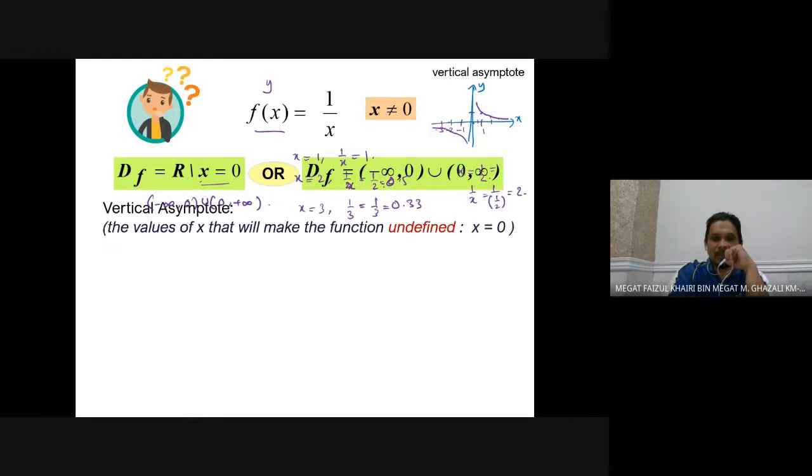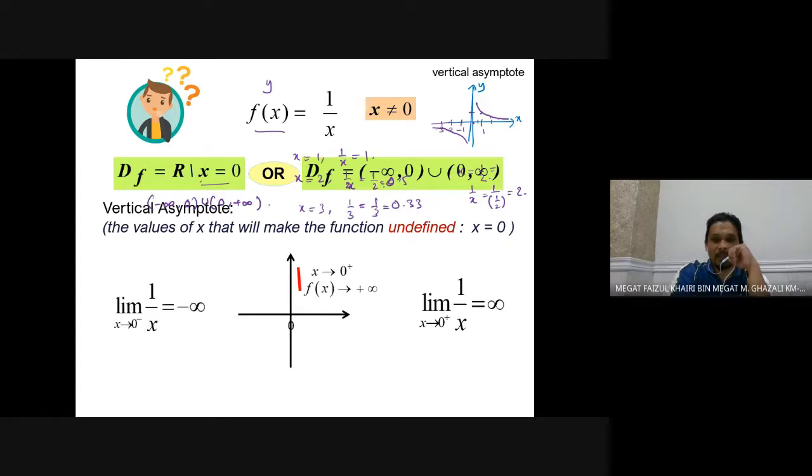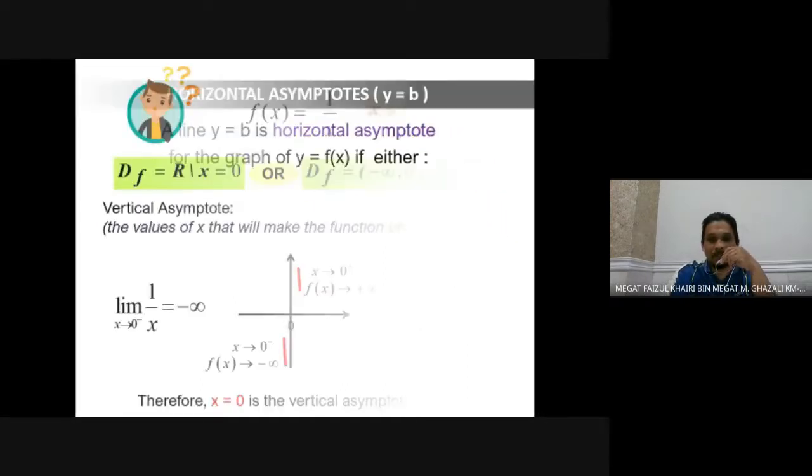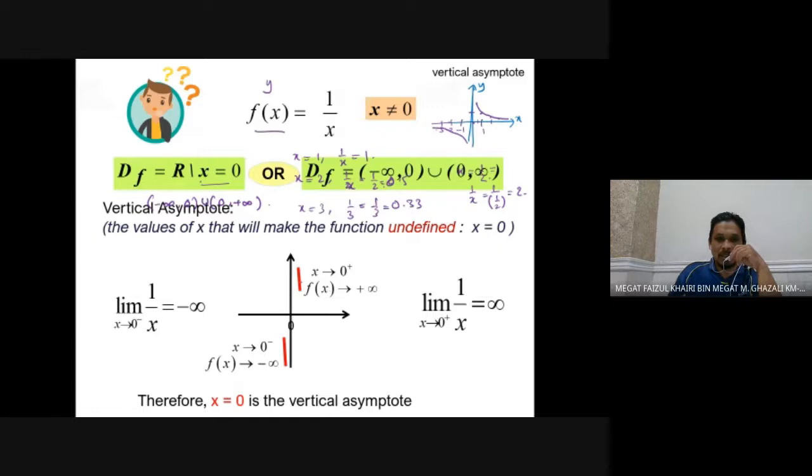Okay, so for the vertical asymptote, the value of x that will make the function undefined is when x equal to 0. And when x approaches 0 from the left side, we have this. So therefore, x equal to 0 is the vertical asymptote. This one is going to be something like this, the graph when x approaches 0 from the right side.